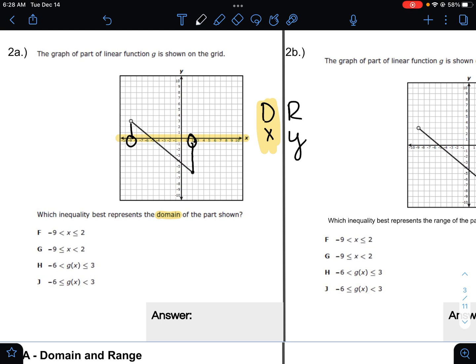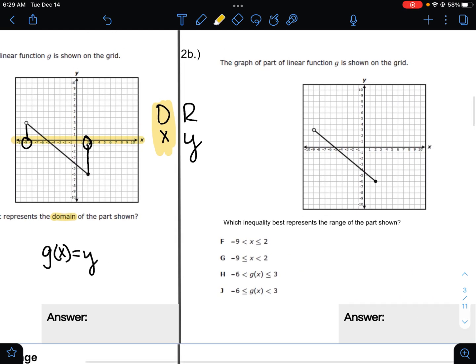So that means I can eliminate H and J. Also, H and J uses y in the middle. G of x is the same thing as y, in case you didn't know. Okay, now the only difference is I need to know what has an open circle, what has a closed circle. So if I see an inequality like this, it's an open circle. An inequality that has a line underneath goes with our closed circle. So I have a closed circle, then I have an open circle, then a closed circle. So my inequality signs should be like F.